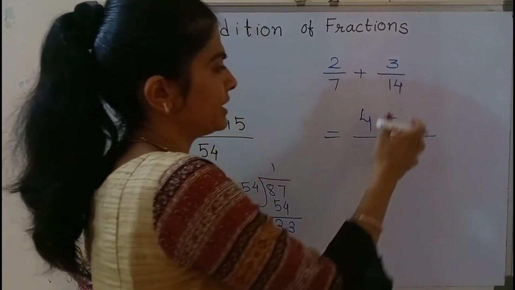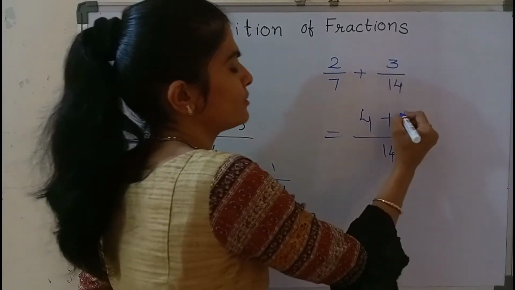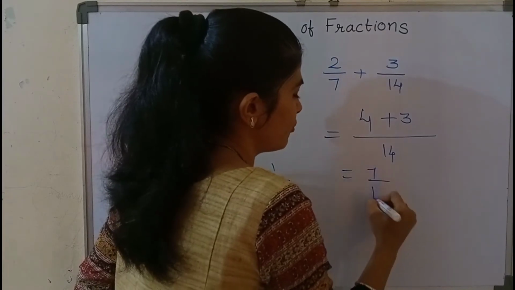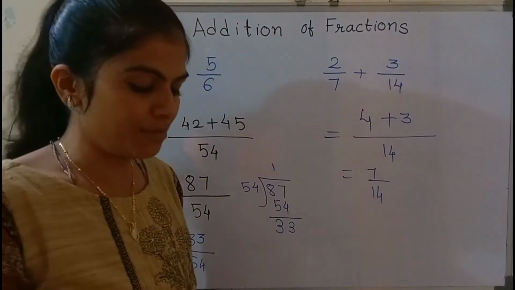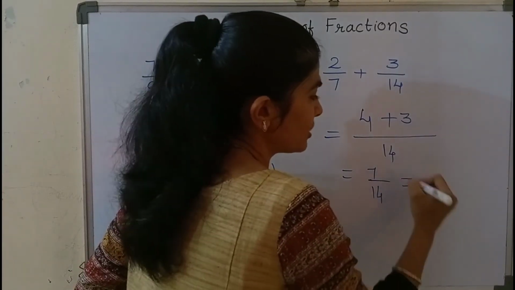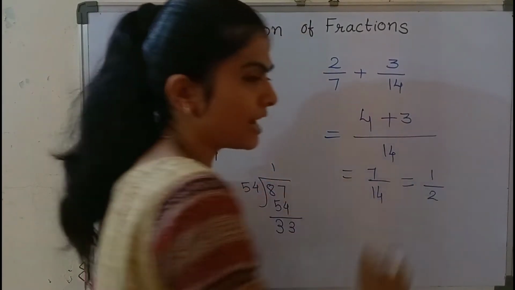And then what I can do is I can write down this 14 as it is. So I don't need to do anything with this 3. So this is 7 over 14. Friends, we can still simplify it. And what would be my answer? If I simplify it, I can say that both are divisible by 7. So my answer is half.